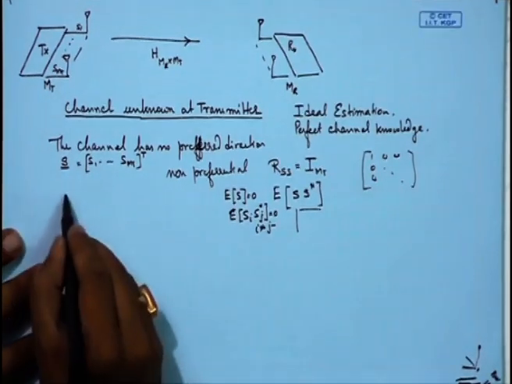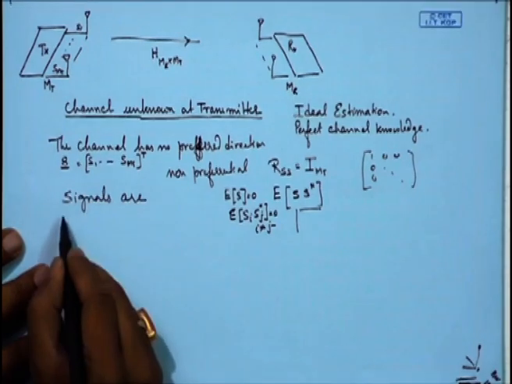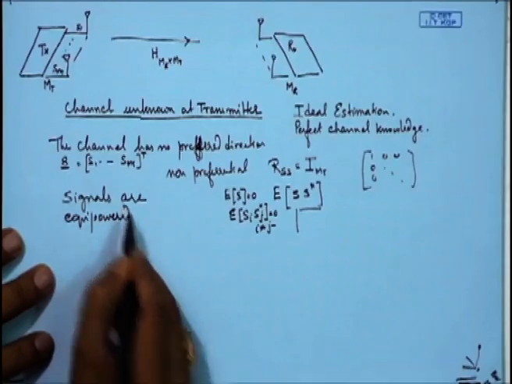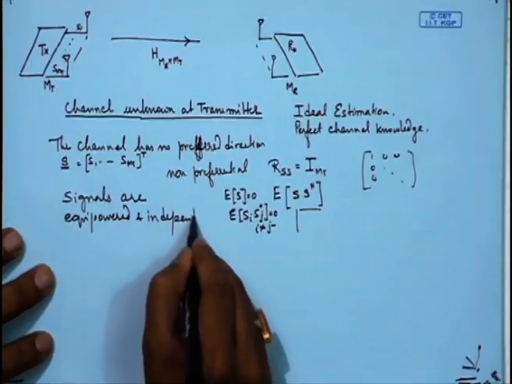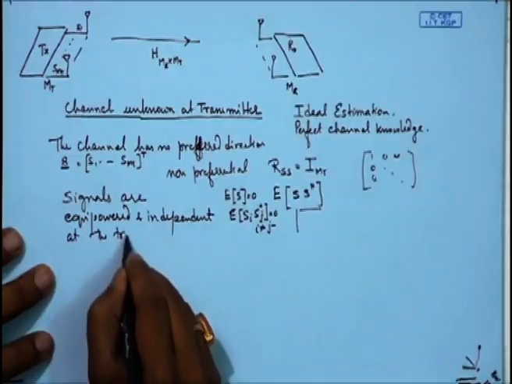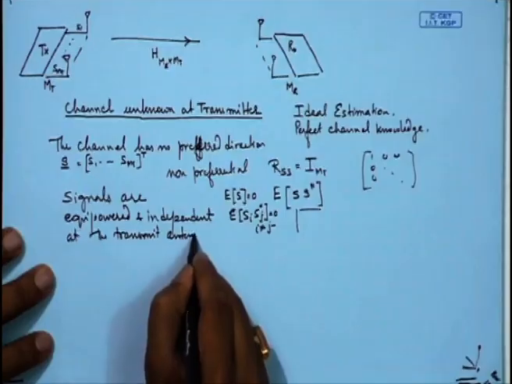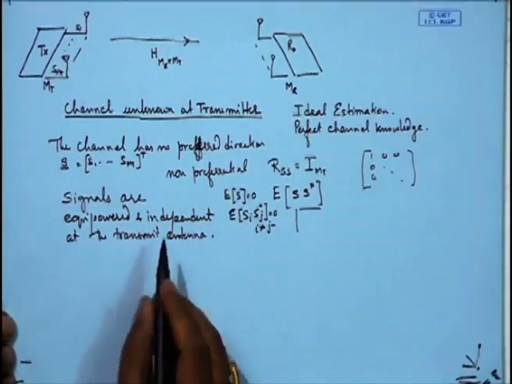That means the signals are equi-powered and they are independent at the transmit antenna. Okay, so this is the primary thing which we take into account.